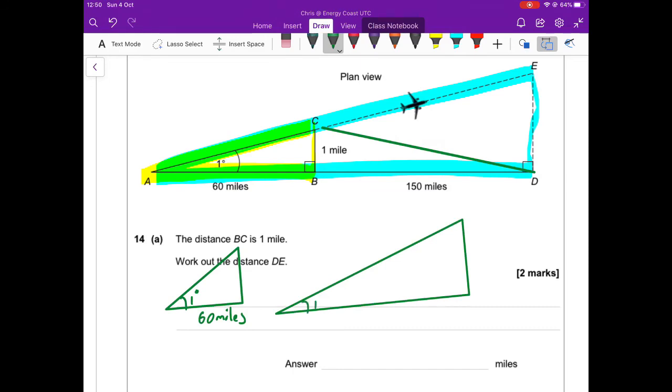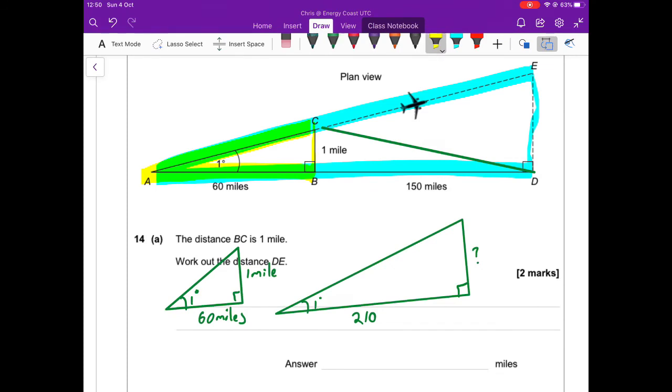The big triangle, that is still 1 degree. So I know they're similar because they're both right angle, and that's 1 degree. So I know they're the same. How far is it from A to D? Well, it's the whole way across. So it's not 150, it's actually 210. Okay, I know that is 1 mile as well. And it's asking me how long that is.